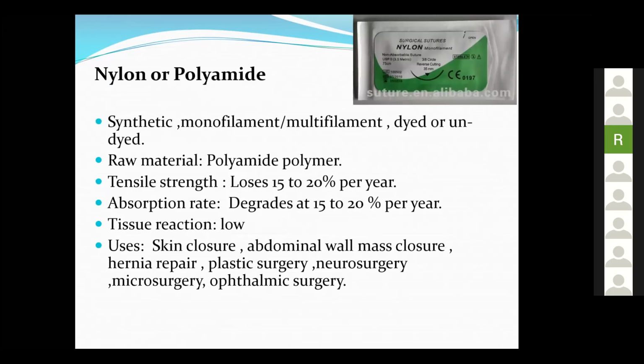Nylon, as we talked about, stays there for a longer period of time. It has been used, and is still used, for abdominal wound closures. It is monofilament, so it glides easily through tissues, and it causes less tissue reaction. So it has almost the same characteristics as proline.